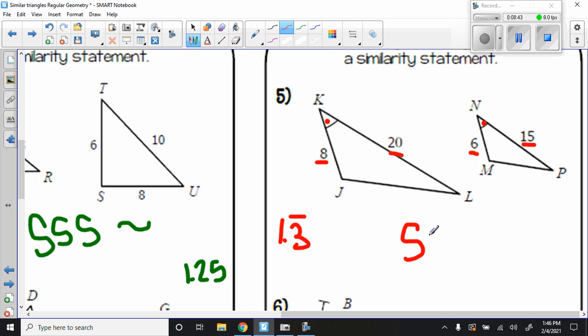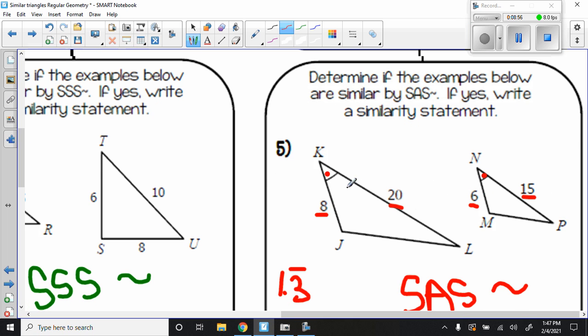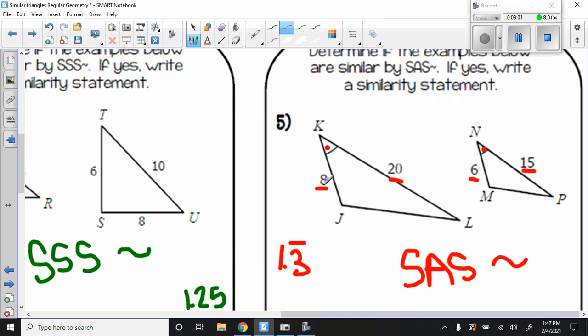The scale factor for both sides is the same. This is similar by side angle side, and make sure you put a wavy line in. That's why these are similar. So yes, one equal angle in the middle of two sides that are proportionate. They both have a scale factor of 1.3.